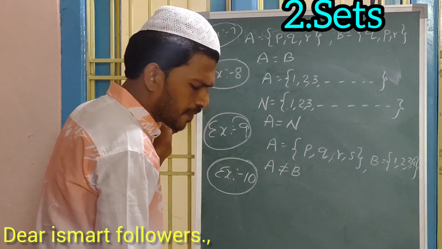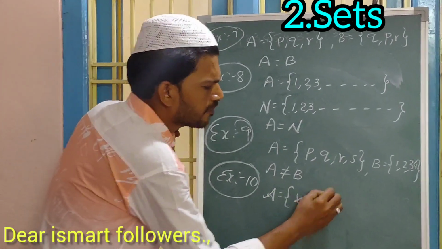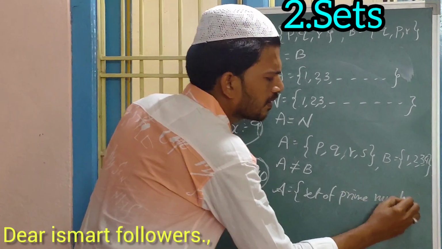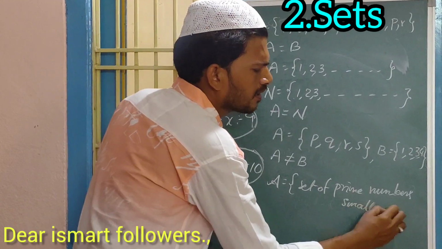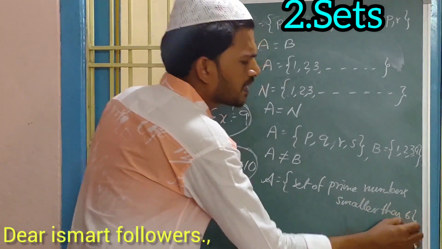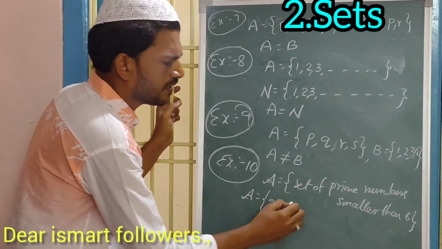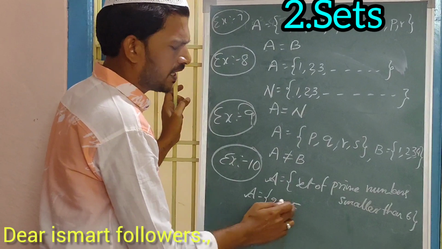A is the set of prime numbers smaller than 6. Tell the prime numbers. What are the prime numbers? 2, 3, 5, below 6. Yes, sir. So A is 2, 3, 5.